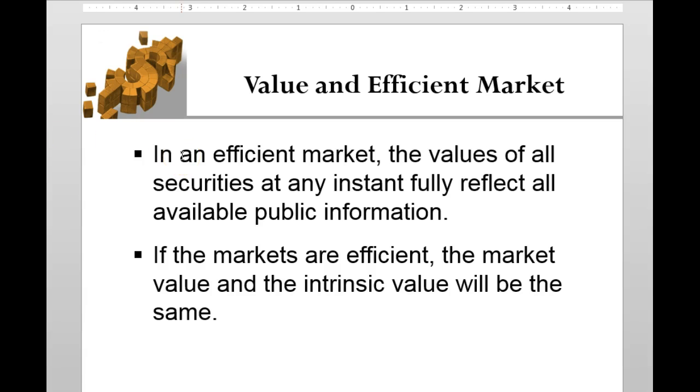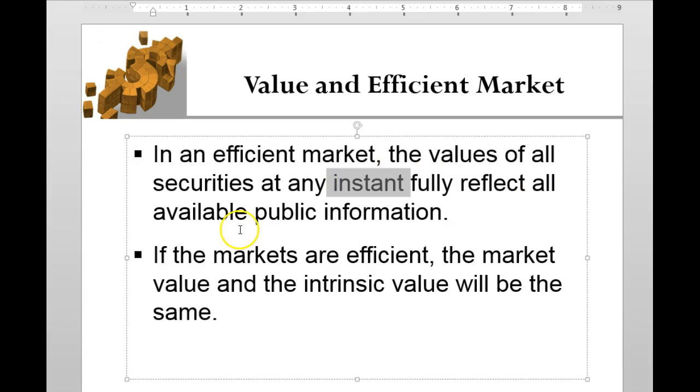This talks a little bit about that efficient market. So in an efficient market, all the values at any instant, I love that, any instant, fully reflect all the available public information. And this is saying that the bond or stock, whichever, are valued correctly by the market because of this. The market's fairly quick at that. And if the markets are efficient, the market value and intrinsic value will be the same. Okay, there will not be a discrepancy between the two.